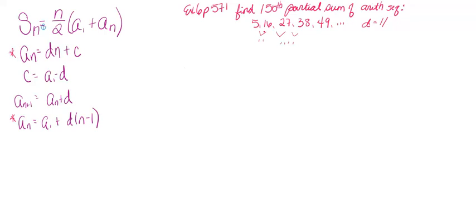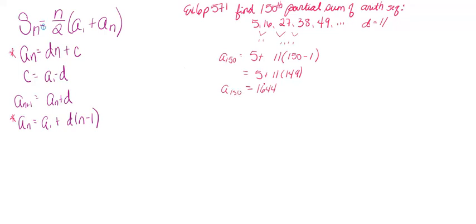And from there, I'm going to use the alternate recursion formula to find my nth term. So I'm going to say a sub 150, because that's the term I'm looking for, is the first term, 5, plus my common difference, which is 11, times 150 minus 1. And that's equal to 5 plus 11 times 149. And when I multiply all of that out, I end up getting 1,644. So my 150th term of this sequence is 1,644.